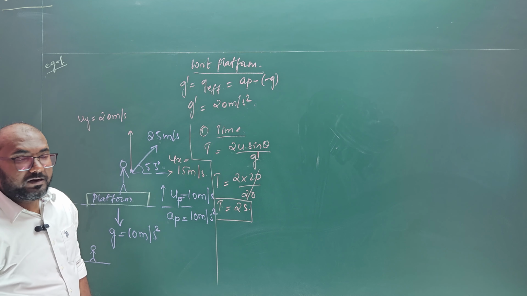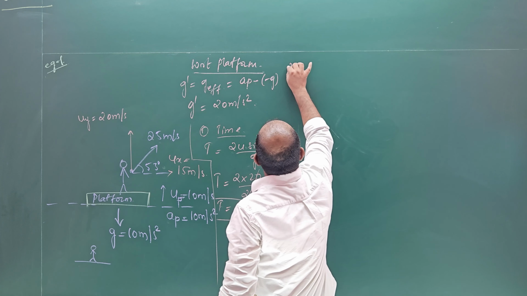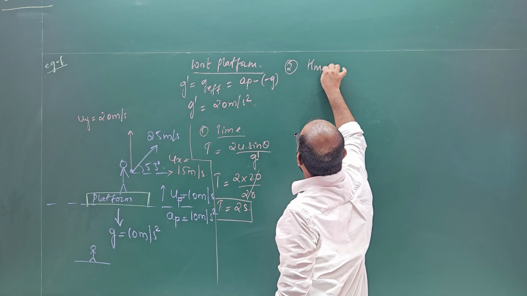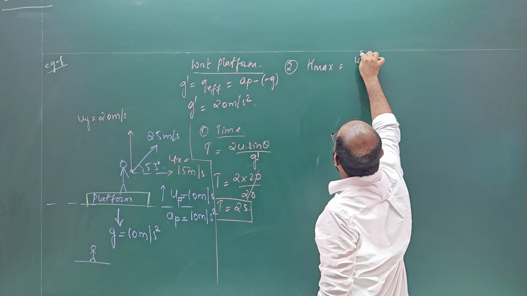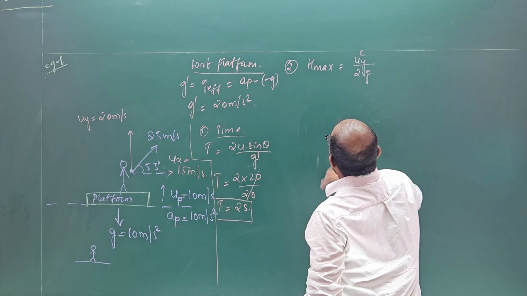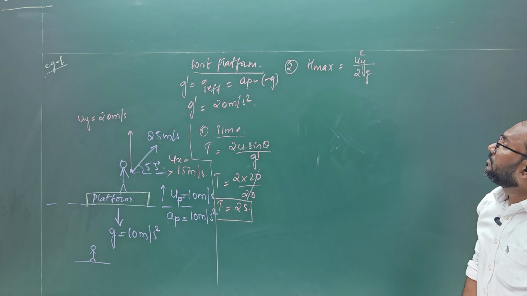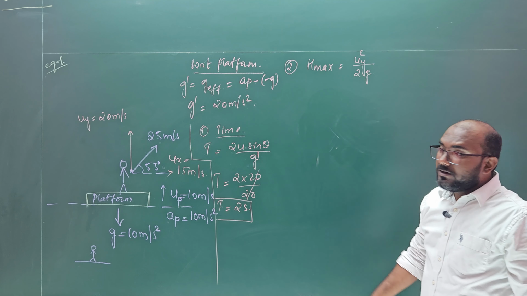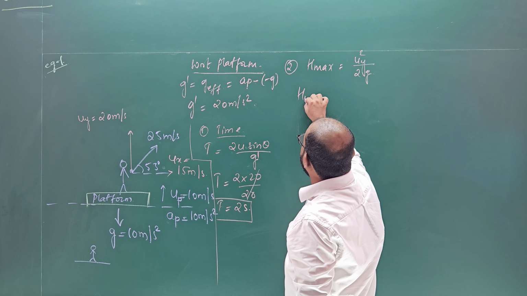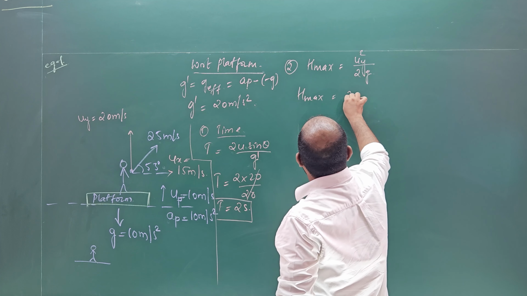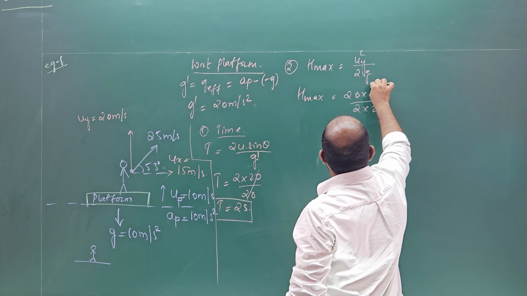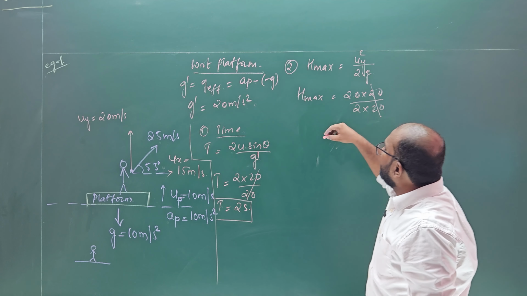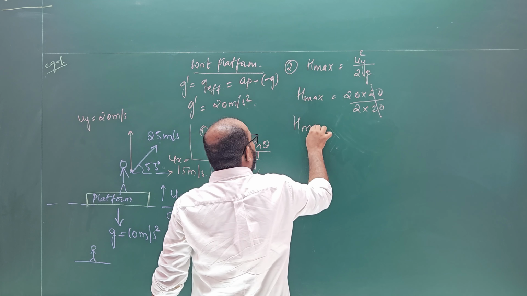Okay, similarly we can calculate the Hmax. So what is our Hmax equation? Hmax is nothing but uy square upon 2g. Uy is nothing but 20 into 20 divided by 40. So Hmax is nothing but 20 into 20 upon 2 into 20. Then can I cancel these two, and what is left? Hmax is equal to how much? 10 meters.